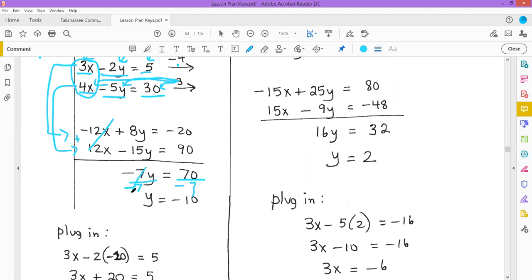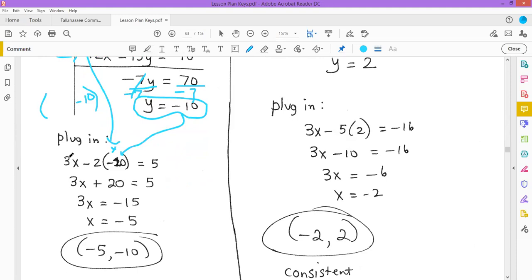And when we do that, the 7's cancel on the left side of the equation, and 70 divided by negative 7 gives us negative 10. This is our y coordinate. So we have the y coordinate as negative 10. We're going to substitute this y coordinate into the first equation. So we just use this 3x minus 2y, and we substituted negative 10 for y, equals 5.